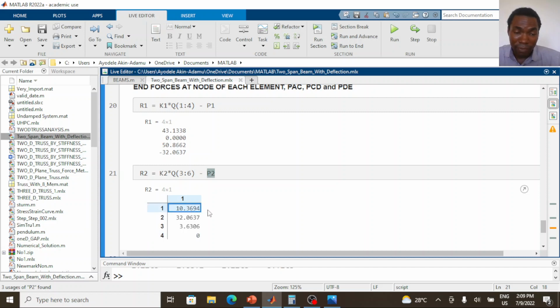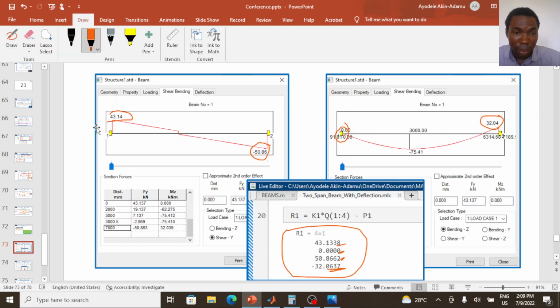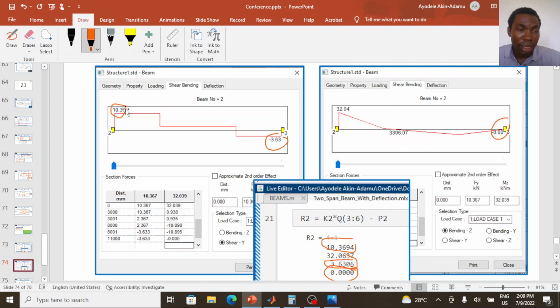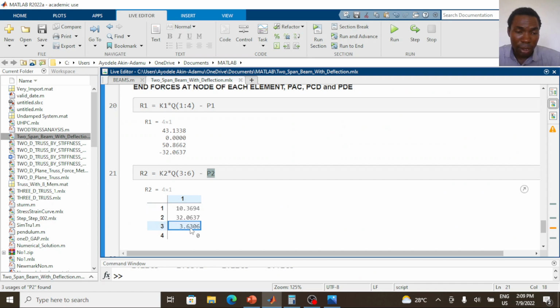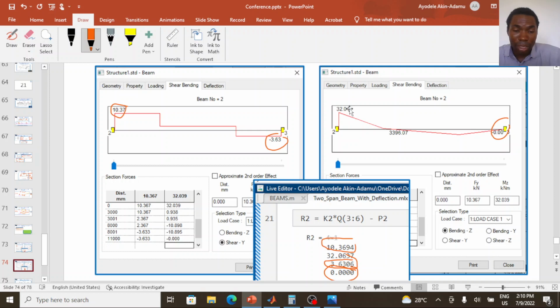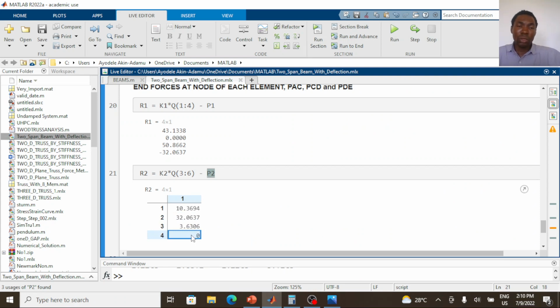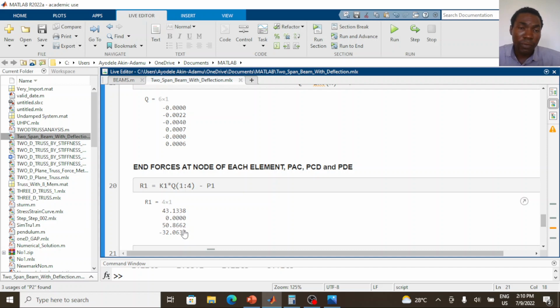So I can validate this result against the PowerPoint. We have 10.37 kilonewton at the start node, which is what we have here. At the end node, we have minus 3.63. Let's check. You see the value? We have 3.63. At the start node, we have a moment of 32.06. Let's check what we have in PowerPoint. It's 32.04, but yes, it's quite close. At the end node, we have 0, which is 0 here. So this is how we use the finite element procedure to solve a beam problem.